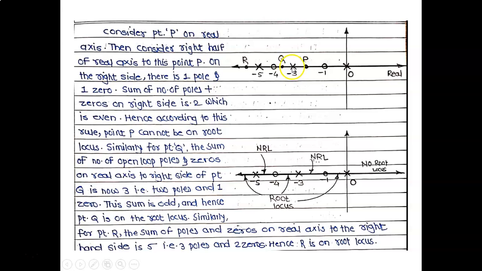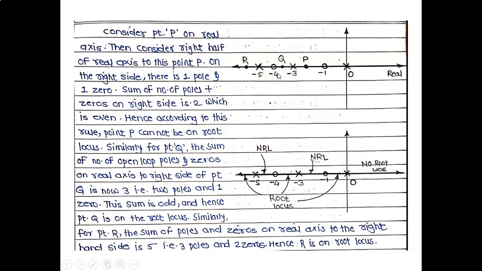Since to the right side of minus 3, p plus z, that is number of poles and zeros, is equal to 2. Therefore you can say that between minus 3 and minus 1 no root locus region is there. That is, root locus doesn't exist. Now take next point, that is minus 4.